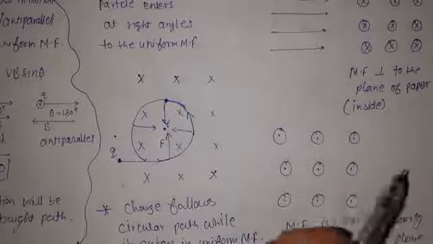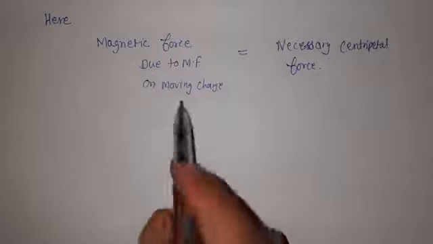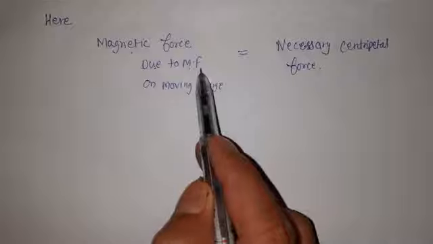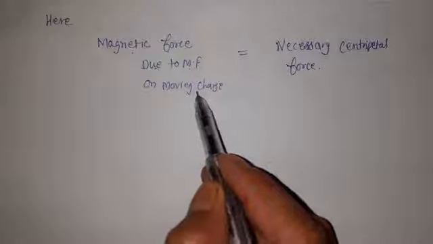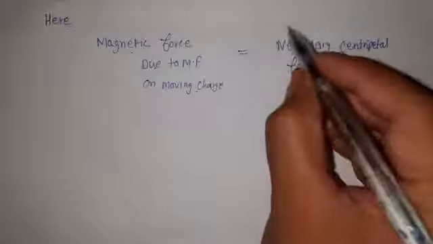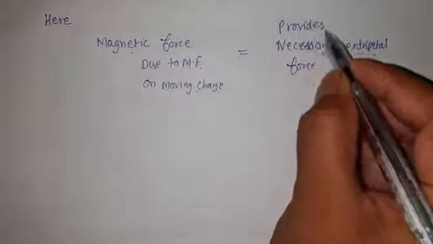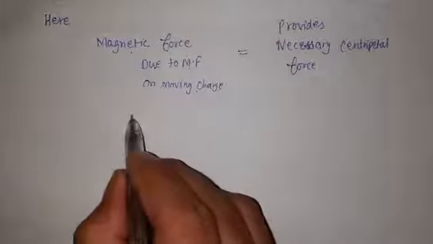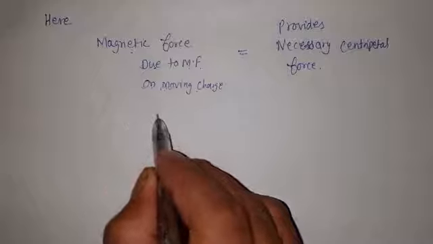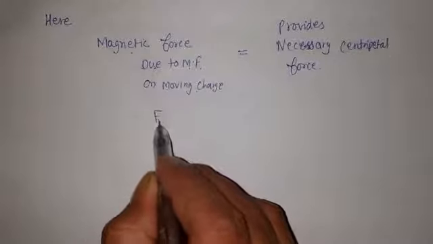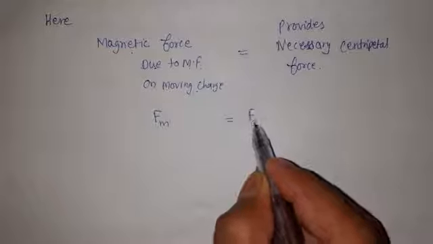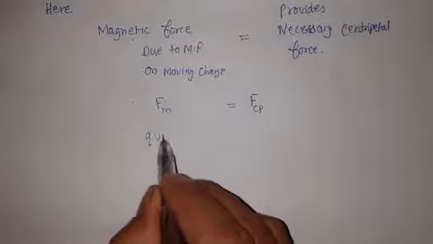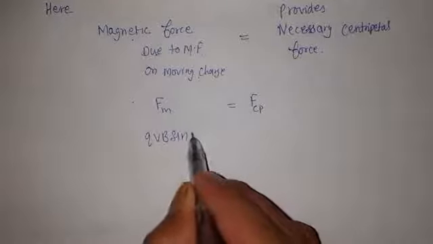Okay, so this is what I'm going to write in this next step. Over here I have written that this magnetic force, which is exerted due to this magnetic field on that moving charge, provides the necessary centripetal force. Now how much is the force acting on that charge? In symbol form, this is centripetal force. Now how much is that magnetic force? It is QVB sin theta.